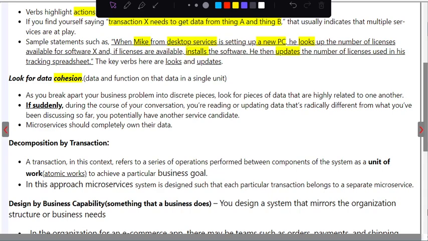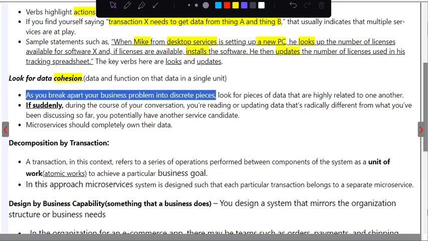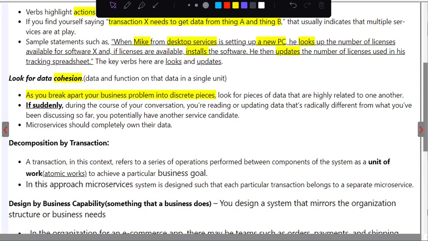As you break apart your business problem into distributed pieces, look for pieces of data that are highly related to one another. When we break our business problem into pieces, suppose we have a library system. Book release and book submission is one part. Penalty and fine is another part. Report deletions and updates is another part. So there are different parts of our business problem, and we have to look for pieces of data that are highly related.